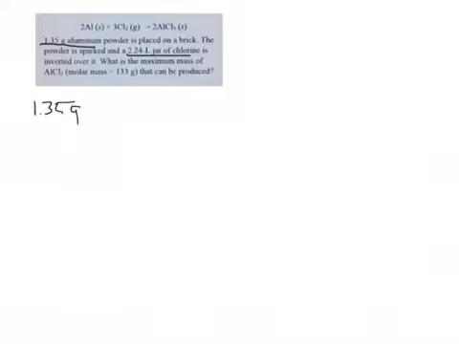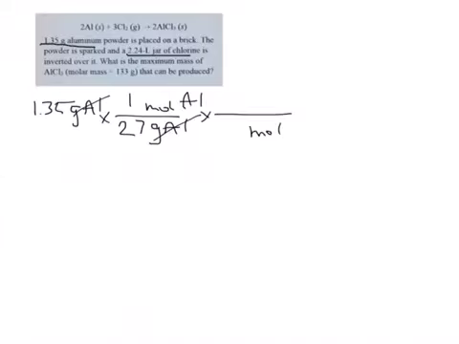1.35 grams of aluminum. Again, can't do anything with grams. If I'm going to convert to chlorine, my first step is to get rid of that and turn it into moles. So same conversion factor we did on the previous example, 27 grams per mole. And now we do our mole ratio. Now this time I'm not going to product, I'm going to chlorine.